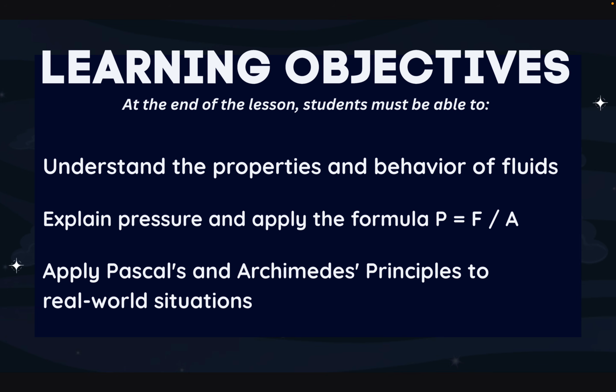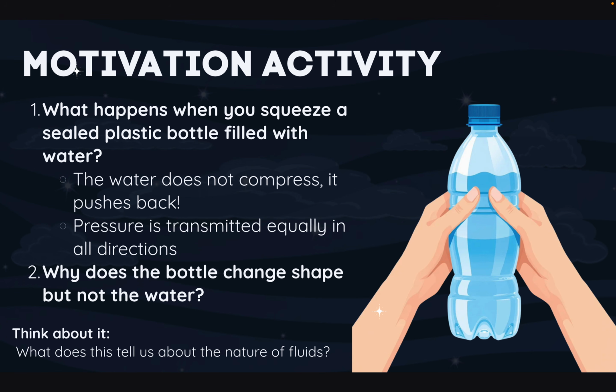So imagine holding a plastic bottle completely filled with water. Now try to squeeze it. What do you think will happen? Basically, the bottle would change its shape, but the water inside will barely compress. And why do you think that happens? Pause the video for a few seconds and think about your answer, because this simple observation gives us our first clue about the unique properties of fluid.